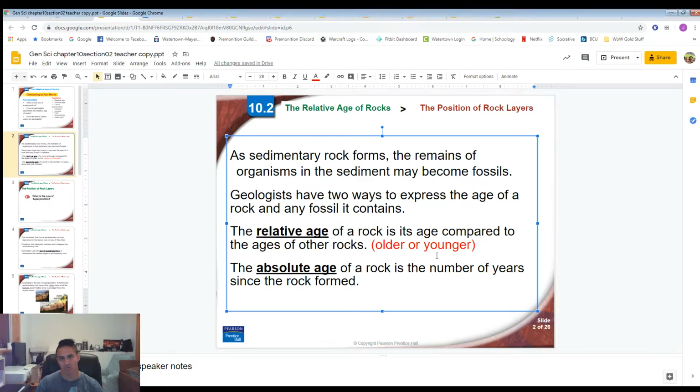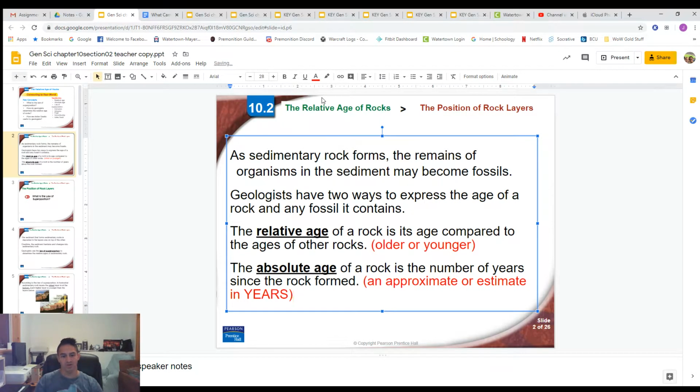Relative age does not include numbers at all. It's not an estimate, it's not a guess, it's not an approximation. There's no numbers at all. It's just saying that's older than that or that's younger than that. That's it. Absolute age, that's when we start putting years on a rock, like how many years old it is. And even then, this is usually an approximate or estimate in years.